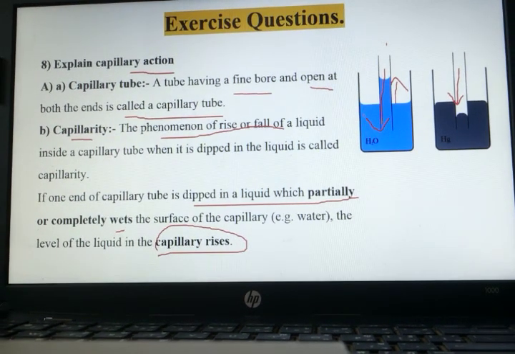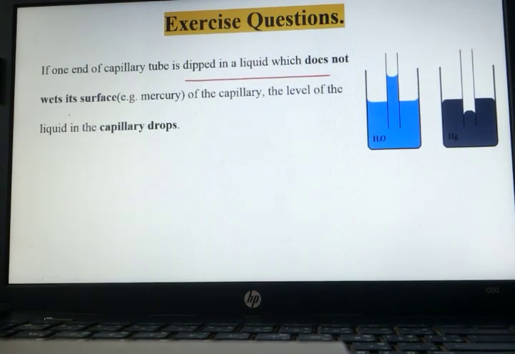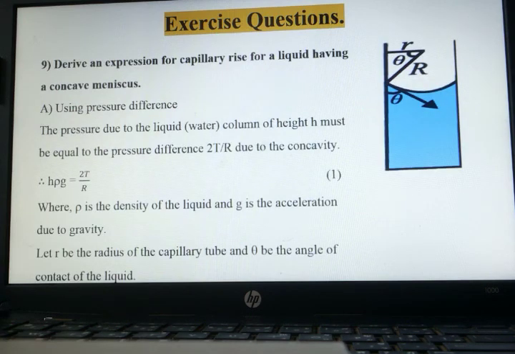Capillary rise means the liquid level will go up inside the capillary. You can see this liquid level is going up inside the capillary. So this is called capillary rise. I will repeat one more time. Whenever the liquid wets the capillary completely or partially, there will be capillary rise. And whenever the liquid does not wet the capillary, there will be capillary fall. Whenever the capillary is dipped in a liquid and it does not wet the surface, for example mercury, then there will be capillary fall or the liquid level will drop.